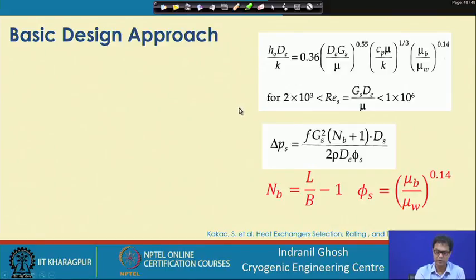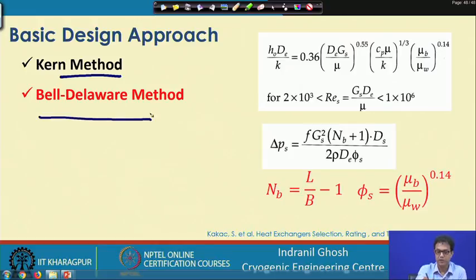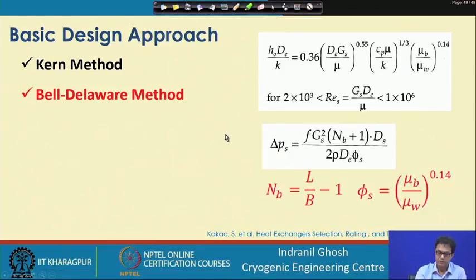known to us, then we can go for either of these two methods. Either we use the Kern method, or we use the Bell-Delaware method to calculate the actual heat transfer. So, that is all.